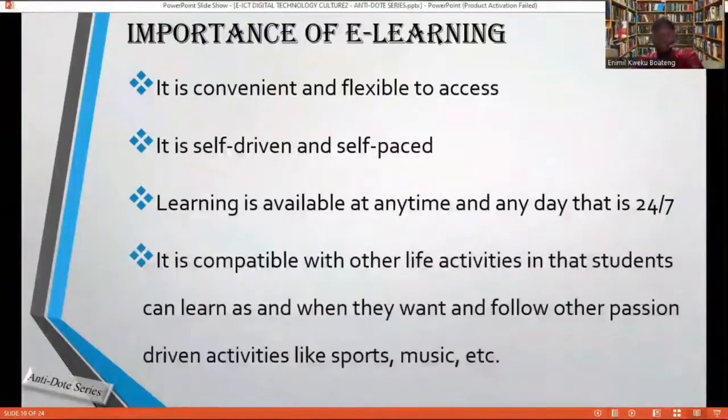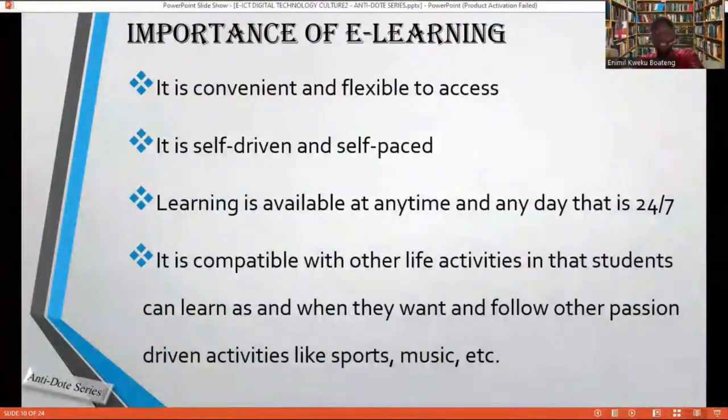It is compatible with other life activities in that students can learn as and when they want and follow other passion-driven activities like sports, music, etc. So this is what makes e-learning very good and very interesting as well, because it is compatible with other life activities. Look at you being in a traditional classroom, a physical classroom. When you go to school, especially a boarder, you don't come back until school vacates or on midterms or something happens, then you come back home. Is it so? If you're a musician or an artist, or you can sing well, or you know how to play football very well, basketball, you name it, it will be very difficult for you to develop these talents or skills that you have.